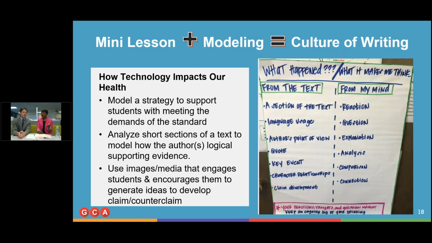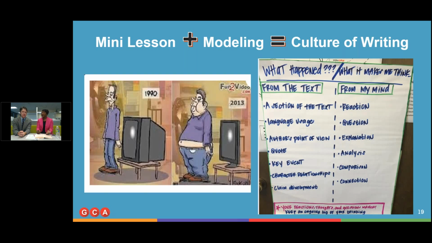Another thing that we can consider is, if you look at this third bullet, is using images and media to engage our students. So I might, to hook my students in, introduce them to media that's going to grab their attention and talk to them about how images are their text as well. They are hugely important examples to keep in mind.